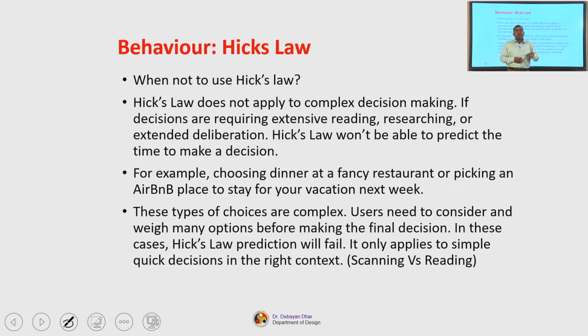Consider choosing dinner at a fancy restaurant or picking an Airbnb place to stay for your vacation next week. These types of choices are complex. Why are these situations complex? Users need to consider and weigh many options before making a final decision. There are many factors that will influence the way you select your final decision, not just one factor. So, in these cases, Hick's Law prediction will fail. It only applies to simple quick decisions in the right context.